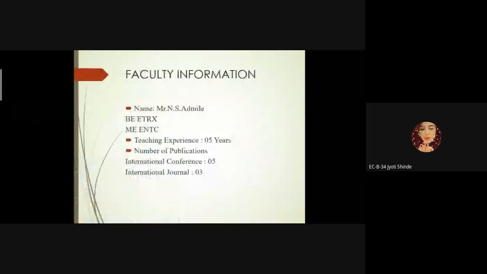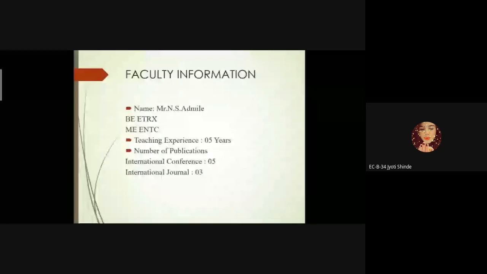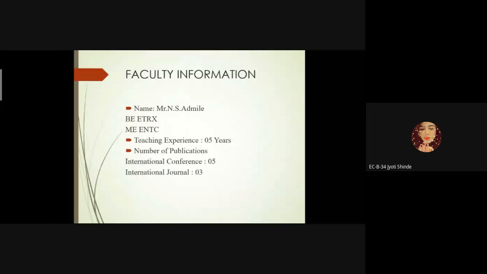Okay, so I'll introduce myself. I am Admile N.S. I am working as an assistant professor in SVERI's Engineering College, Pandharpur. I completed my BE in electronics engineering and ME in electronics and telecommunication engineering from University of Mumbai. I have a total teaching experience of 5 years. In these 5 years, I published many papers in international conferences and international journals. I published 5 papers in international conferences and 3 papers in international journals.